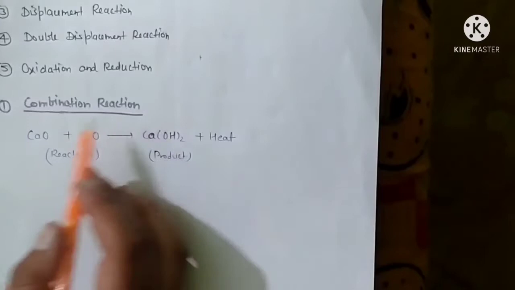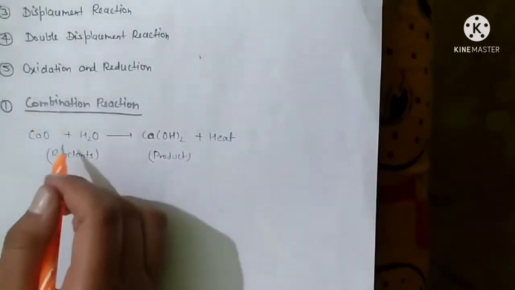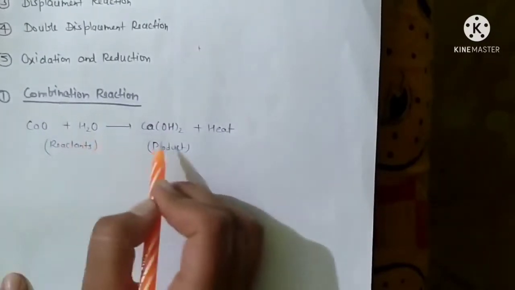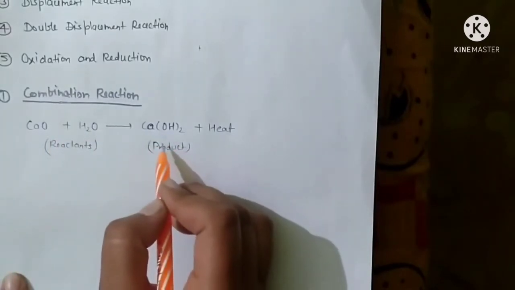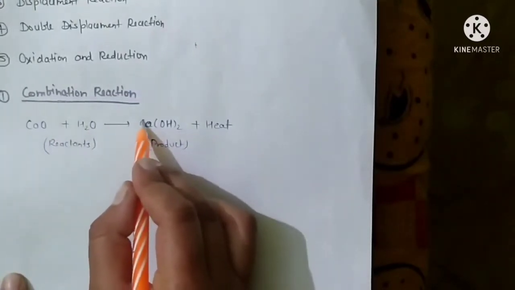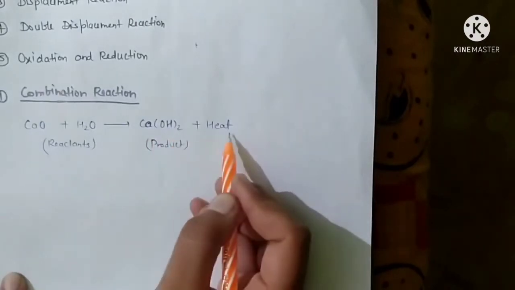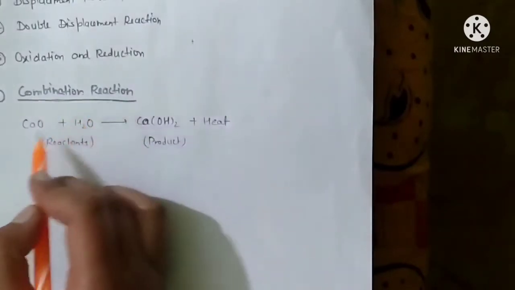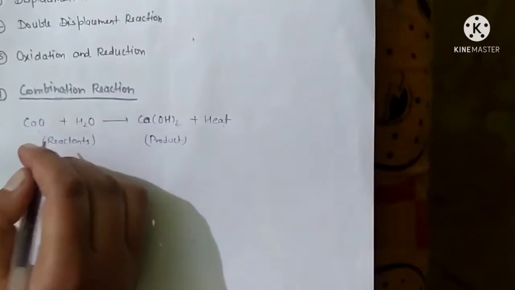Now what is a combination reaction? A combination reaction is a reaction in which two reactants form a product. Like calcium oxide and H2O, both are your reactants. When they combine together, formation of product takes place. Your product is calcium hydroxide, Ca(OH)2, and heat is also produced. So this is your combination reaction. Second is your decomposition reaction.